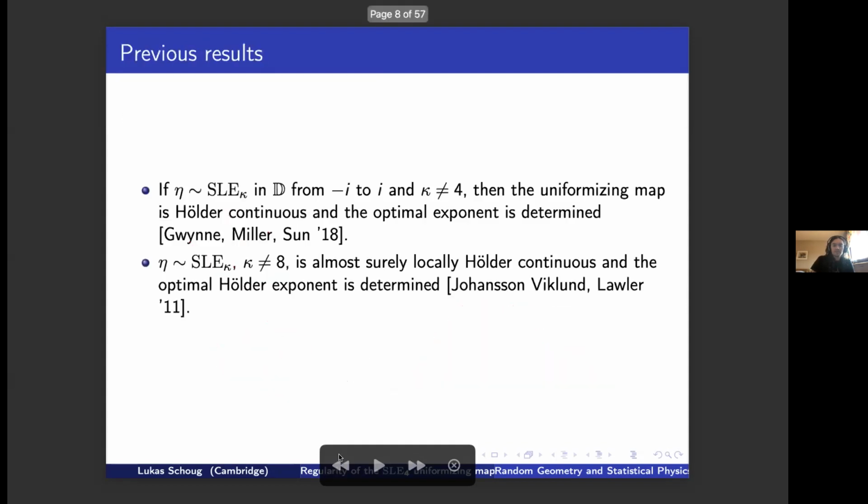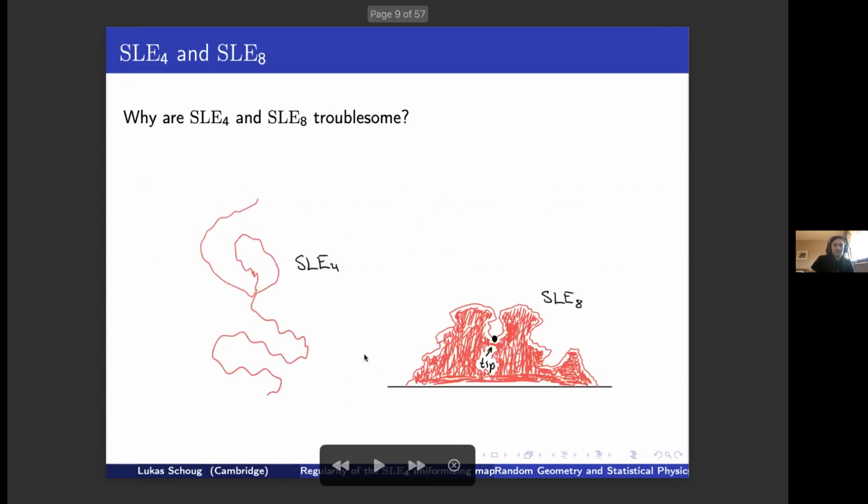So as you can see here, we have the problem where kappa is equal to 4 and where kappa is equal to 8. The reason for this is that you see here a slightly poor drawing of an SLE4 and a slightly poor drawing of an SLE8. But the point stands that at whatever scale you look, these curves will almost intersect themselves.